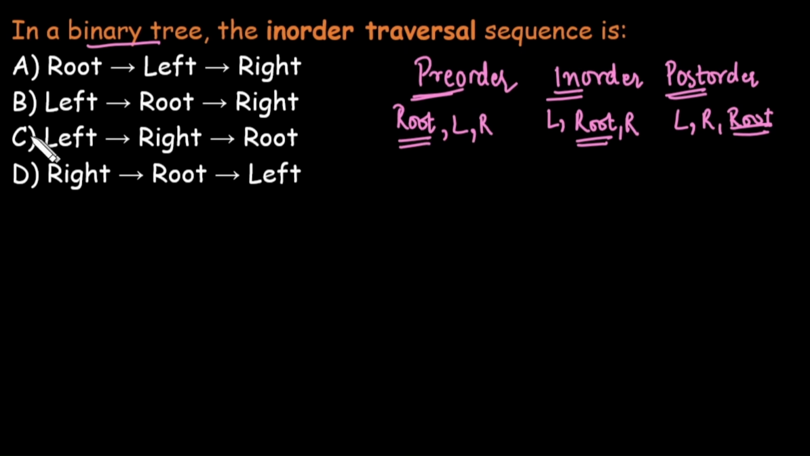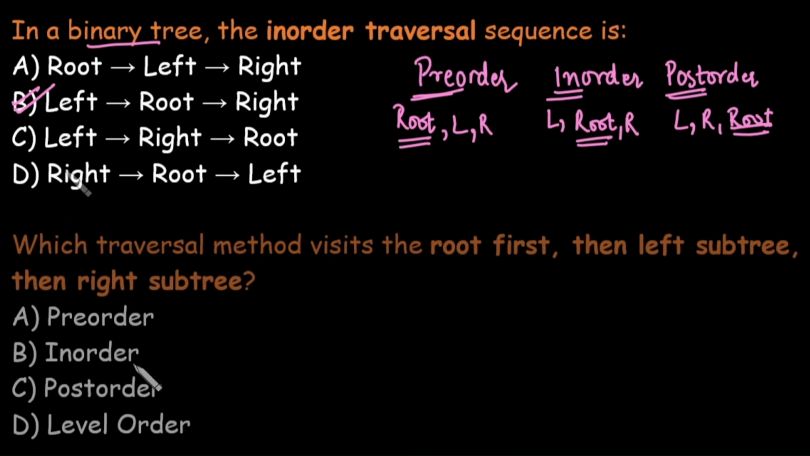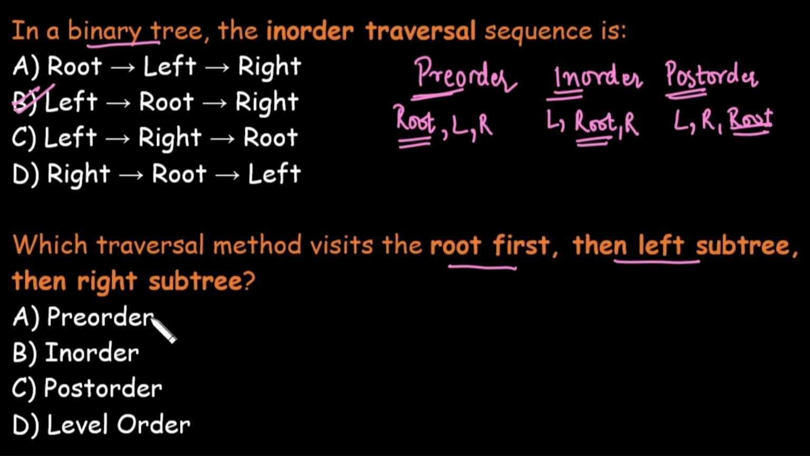As per this question, we need to find the in-order sequence, that is left, root, right, and that is in option B. Next is, which traversal method visits the root first, then the left subtree, then the right subtree? Root first means it is pre-order.